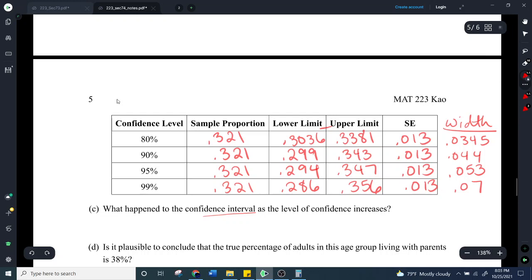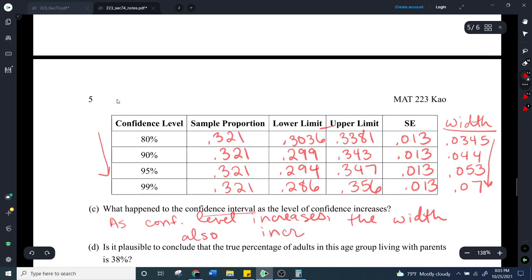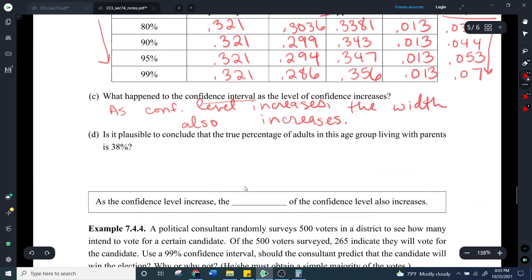So what I want you to observe here is what's happened. As the confidence level goes up, notice what happens to the width. The width also got wider. So as the confidence level increases, the width also increases. So the higher the confidence, the wider the interval. And that's going to be the case every time.